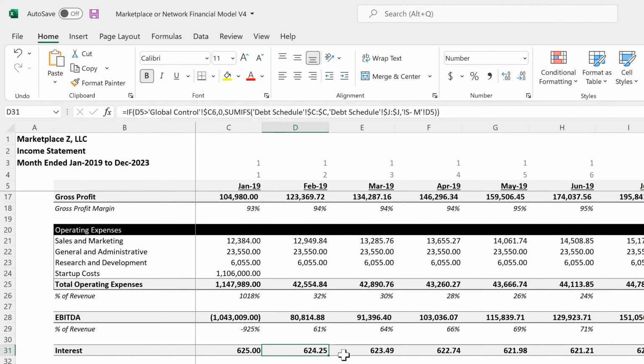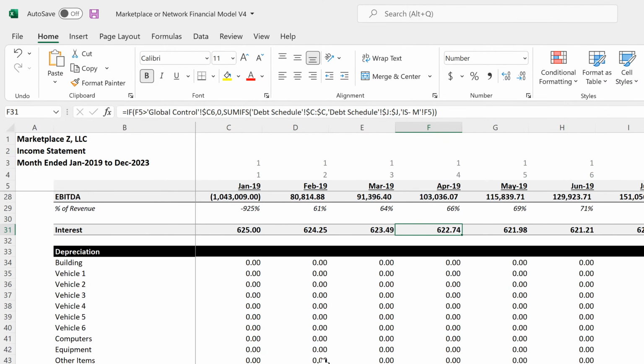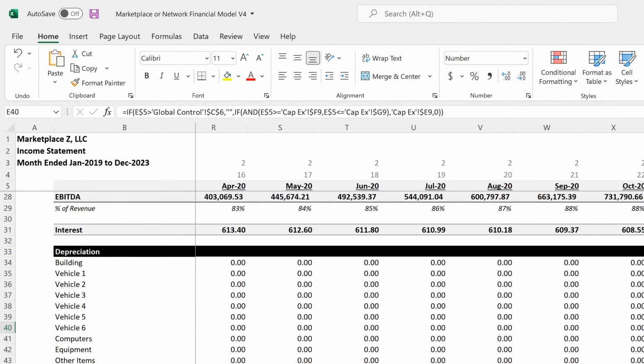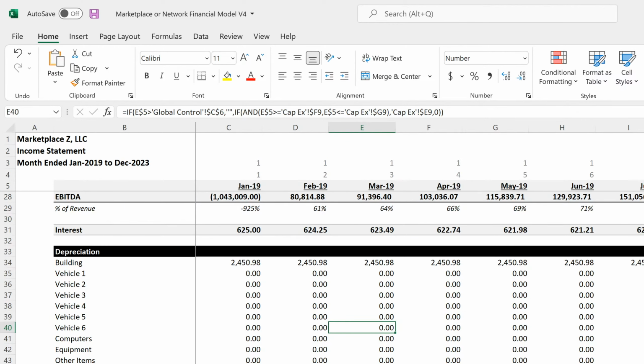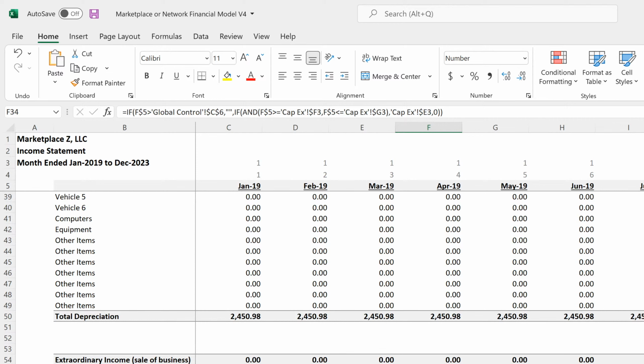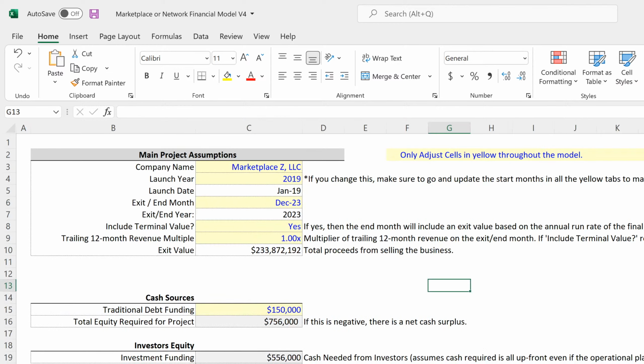Interest is just pulling the debt schedule. That looks correct. Depreciation. So it looks like we get that coming in the future based on the start of this model, and that's fine as long as it's working right. So if I put this to, let's say, the first month of the template forecast, now you can see depreciation for that starting here. Taxes, let's see, as long as the tax calculation is in 31 and 30, that's fine for now, which, yep.